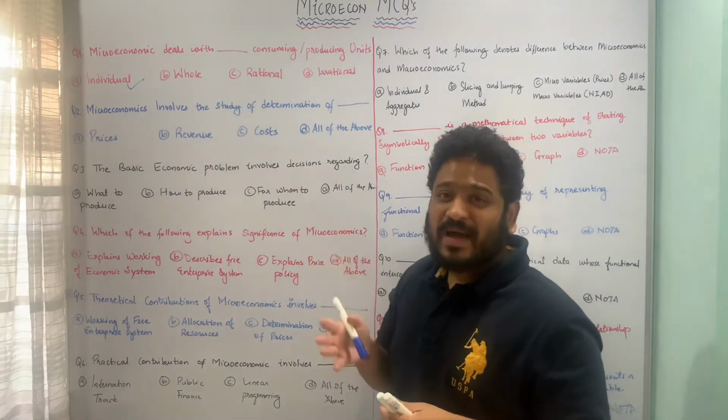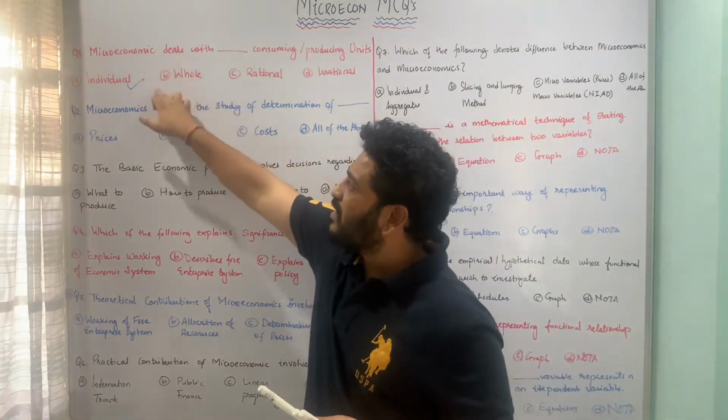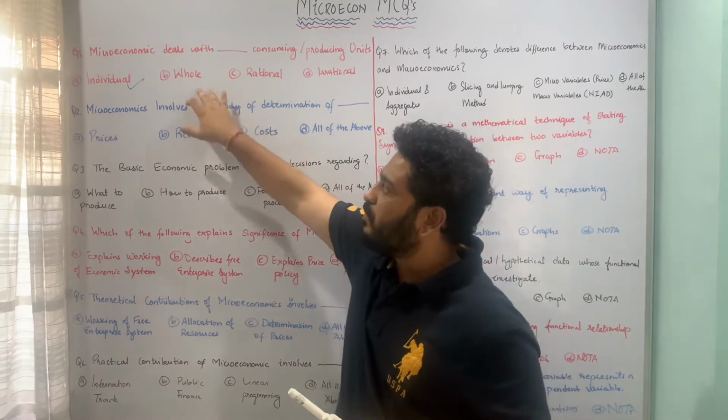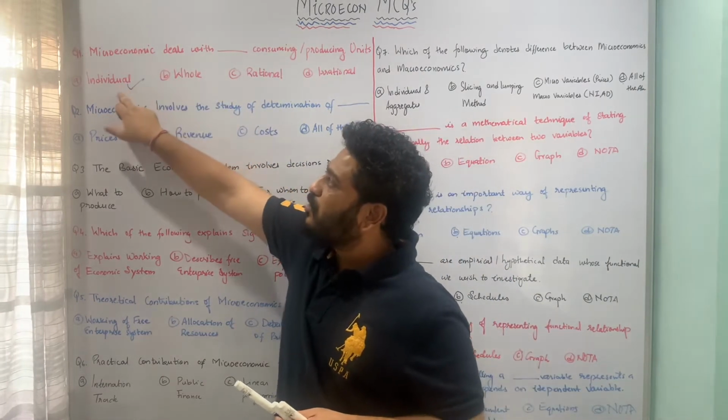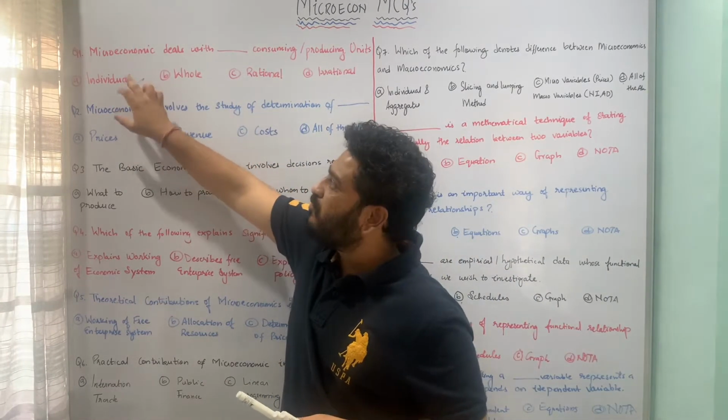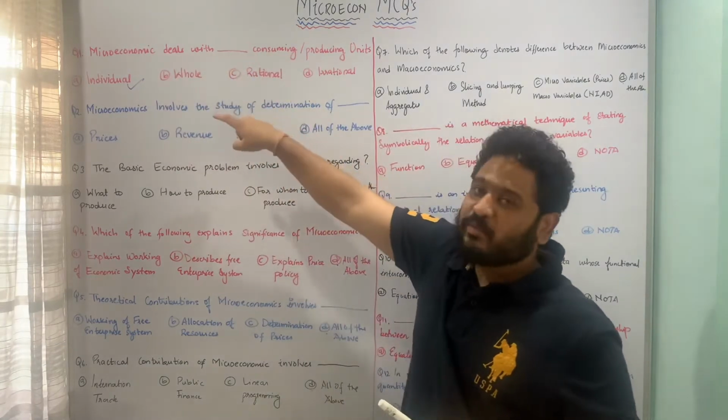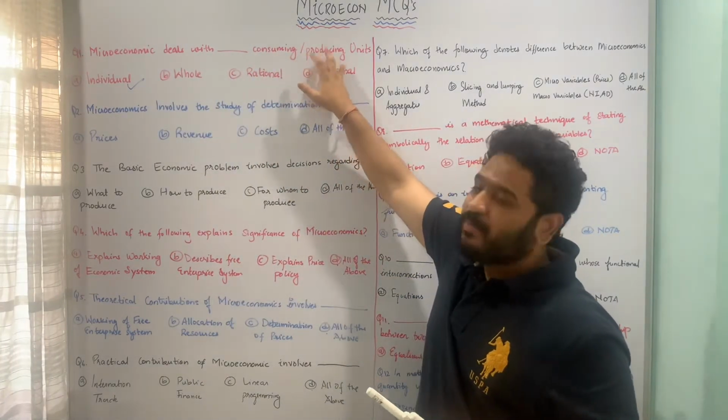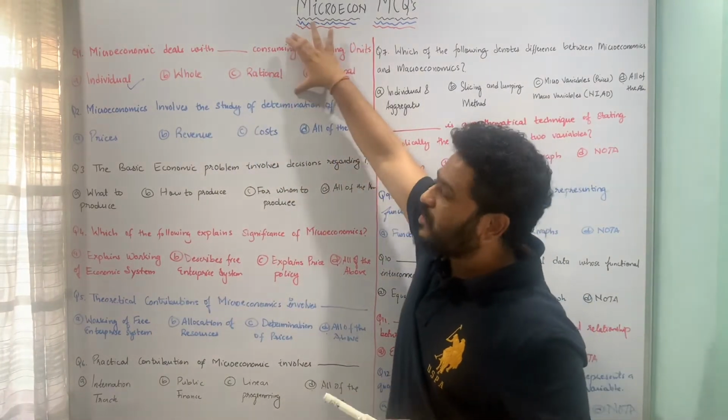When it is macro, it is economy as a whole or aggregates of the economy. When it is microeconomics, it is individuals. So therefore microeconomics deals with individual, consuming as well as producing units. I hope this question is pretty much clear.